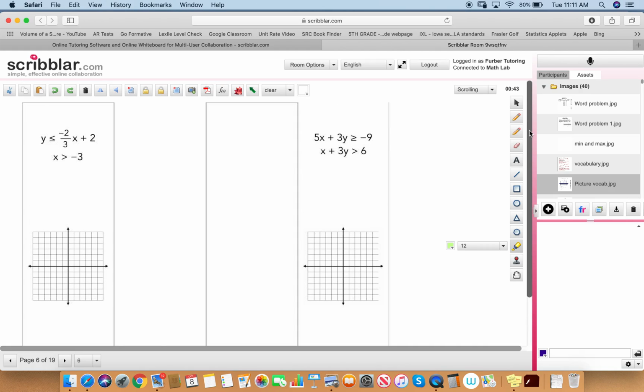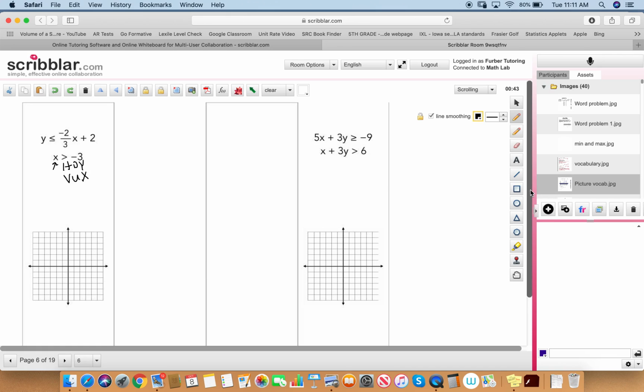This is a second example on solving systems of inequalities, and thankfully on this one we have the first equation already solved for y, and the second one only has an x in it. So that means that this is either a HOY or a VUX. Remember, horizontal or vertical lines.